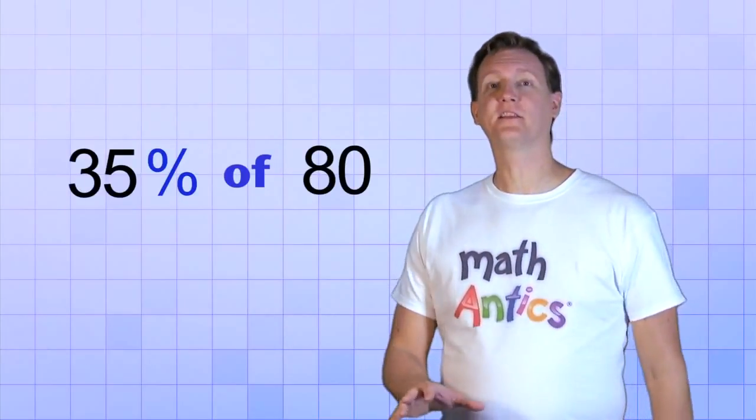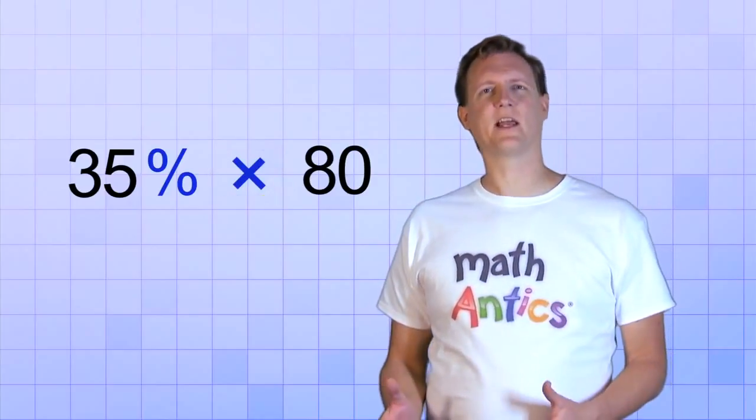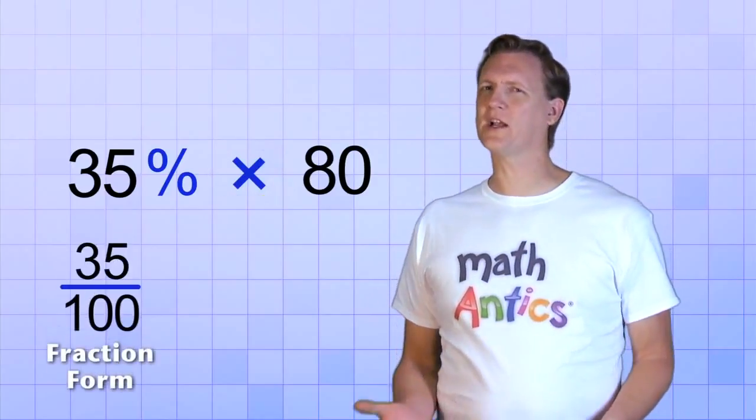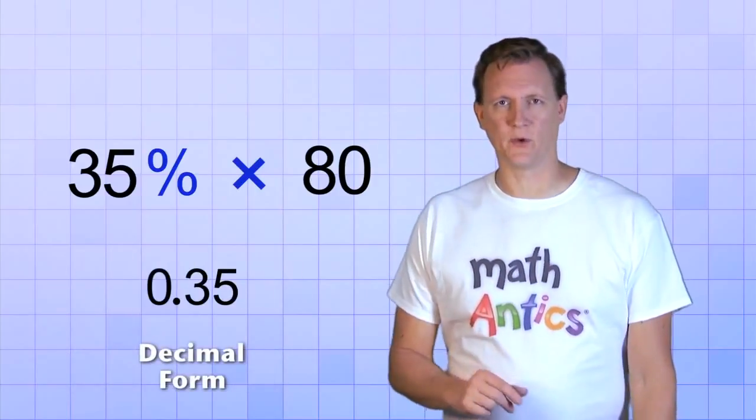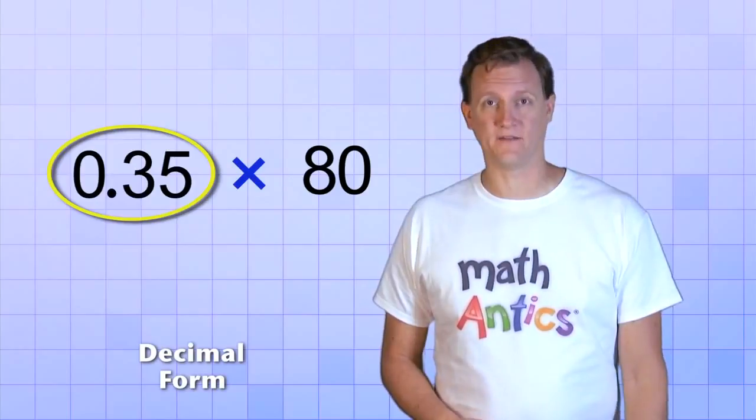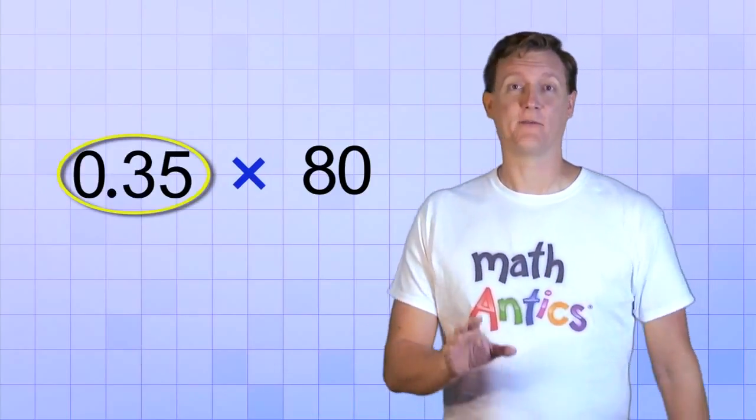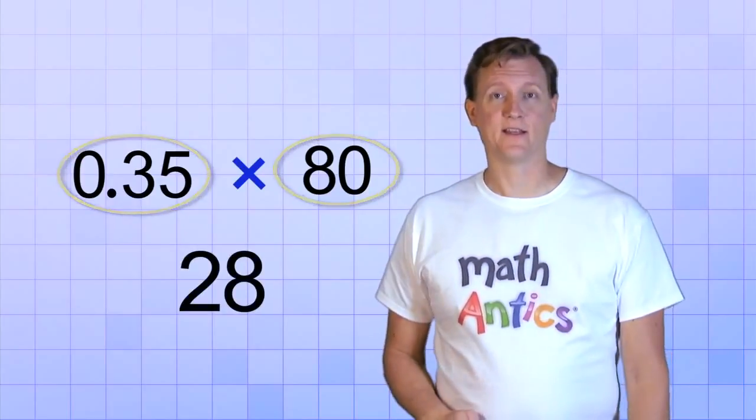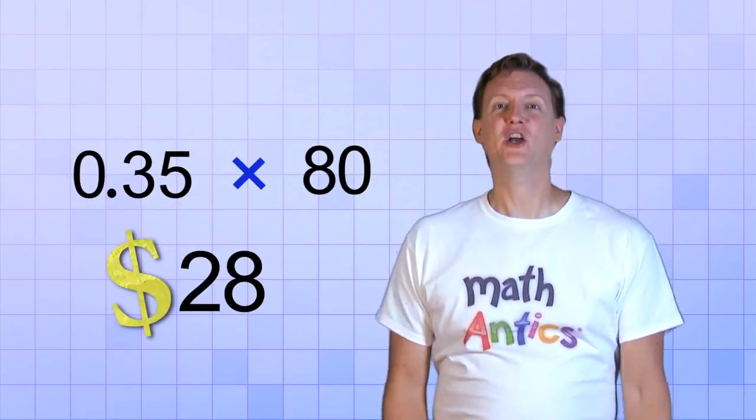Okay then, let's start by replacing the of with the times symbol. And next we have to decide if we want to replace the percent with its fraction form or its decimal form. I think I'll use the decimal form for this one, which means I'll replace the 35% with 0.35. Now, all we have to do is multiply 0.35 times 80, and that's 28. That means you'll get $28 if you help your friend walk those dogs.